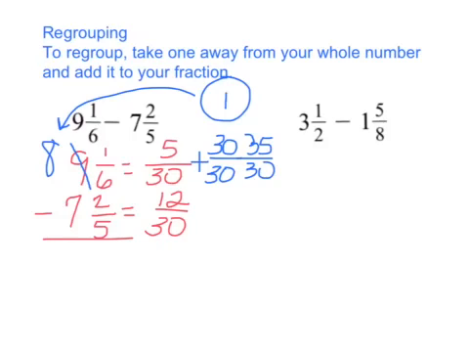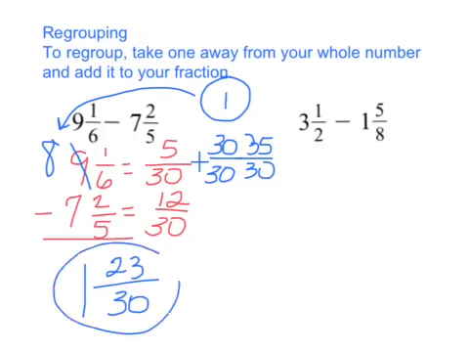5 minus 2 is 3. 3 minus 1 is 2. Keep that common denominator of 30. Don't forget to subtract your whole numbers, and remember that this is no longer 9 minus 7, but 8 minus 7 because you borrowed 1. So we end up with 1 and 23 thirtieths. That can't be simplified anymore, so that's our final answer.